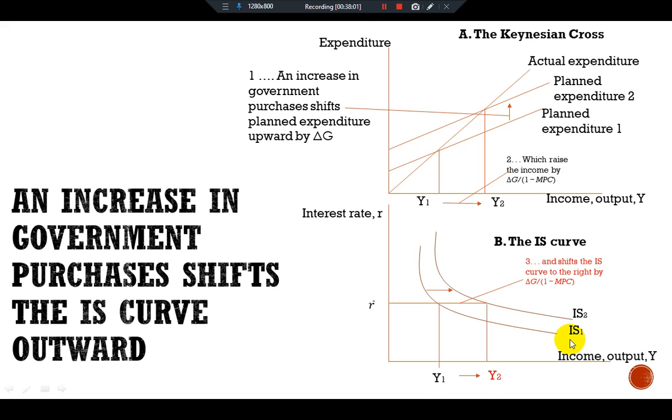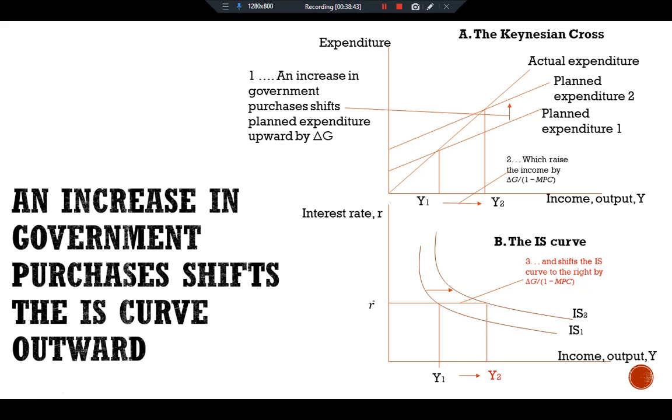This diagram is for any given interest rate, a fixed interest rate, and for a given level of planned investment. The Keynesian cross is in panel A. Panel A shows that a change in fiscal policy raises planned expenditure 1 to planned expenditure 2, and thereby increases income from Y1 to Y2. Therefore, in panel B, the increase in government purchases shifted the IS curve outward, from IS1 to IS2.